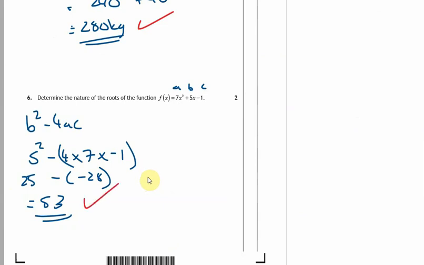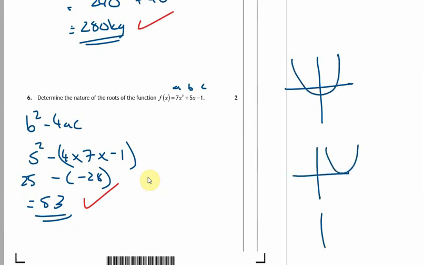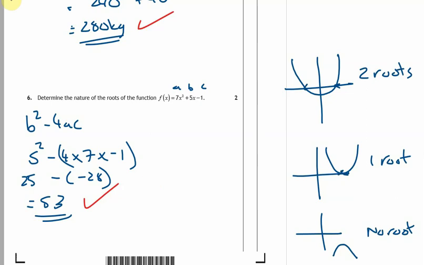Now what this means is, if I've got a quadratic, can I do 3 things? This one has got 2 roots, because it crosses the x-axis twice. This has got 1 root, because it crosses it once. And this has got no roots, because it doesn't cross it at all. The discriminant is going to be greater than 0 for this one. It's going to be equal to 0 for this one, and less than 0 for this one.